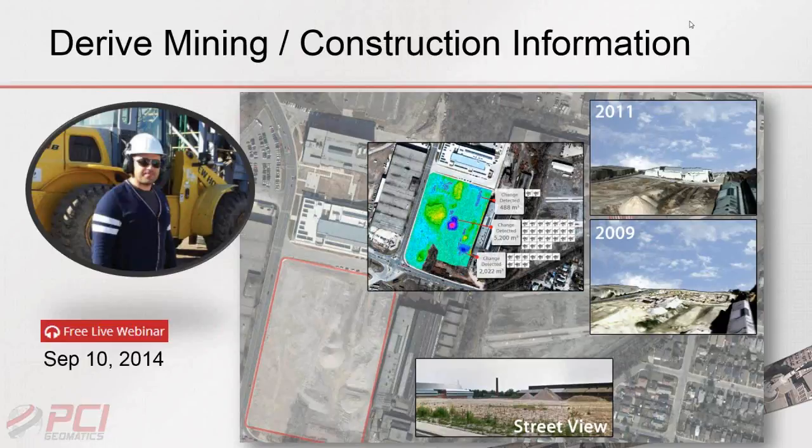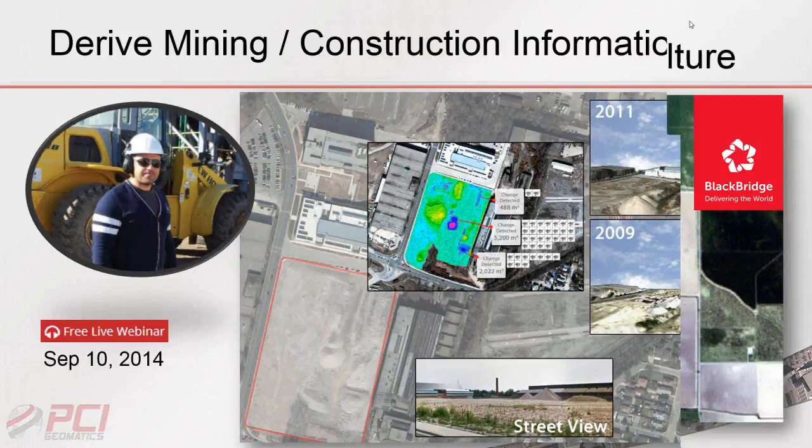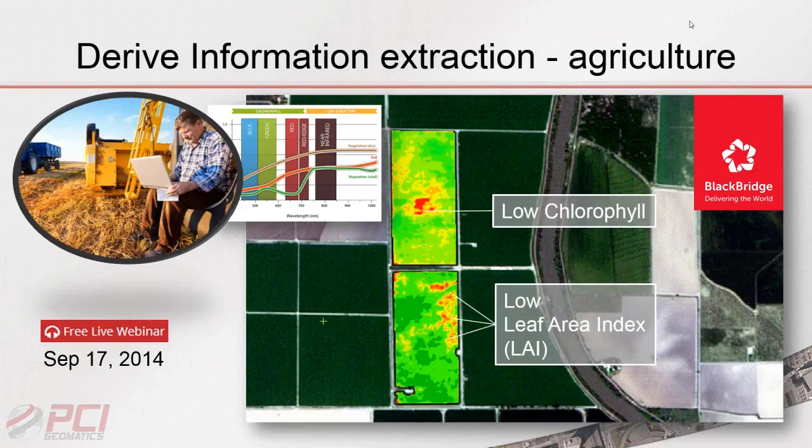We also have done some webinars with some data providers. In this case, we focused on the use of the RapidEye constellation, the multiple satellites that collect imagery all over the world on a daily basis. And we focused on using Geomatica together with the RapidEye imagery to calculate vegetation indices for crop health assessment and crop management.